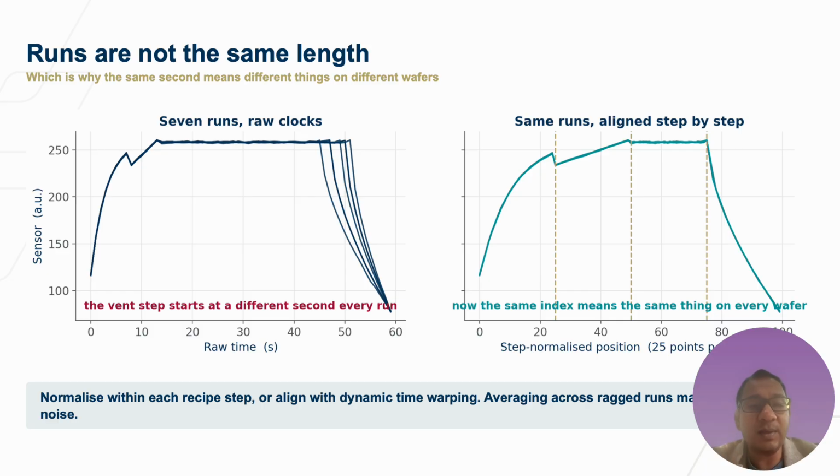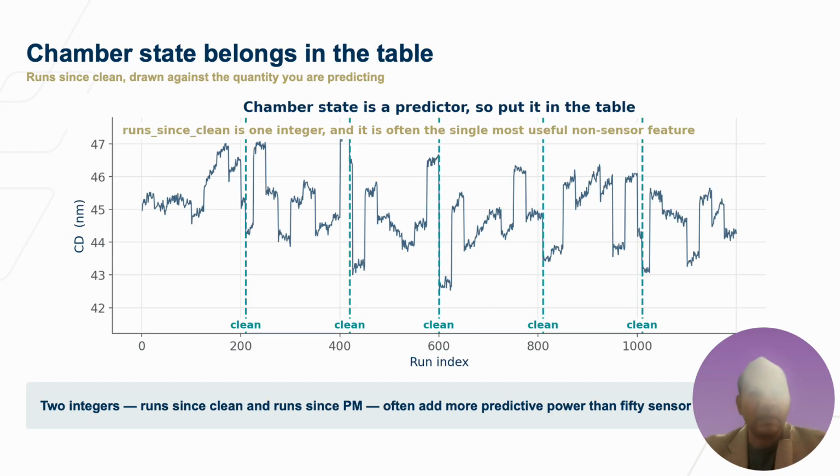Worth it when the step has internal structure you care about. Averaging across ragged runs manufactured noise, and then you spend a month trying to model it. Chamber state, and this one earns its slide.